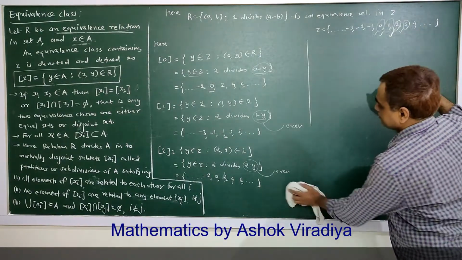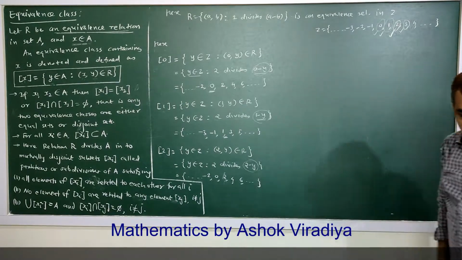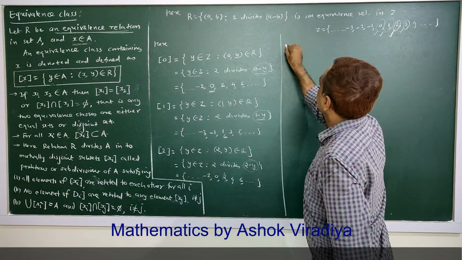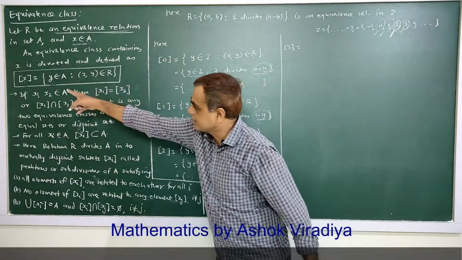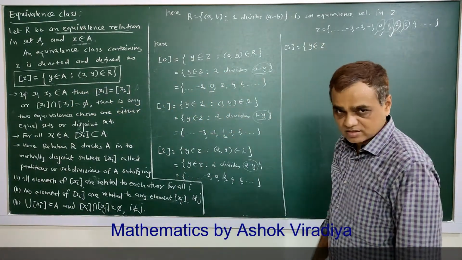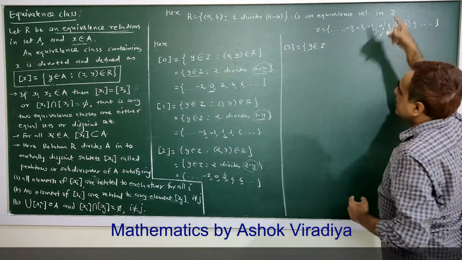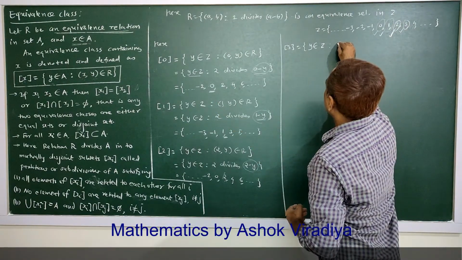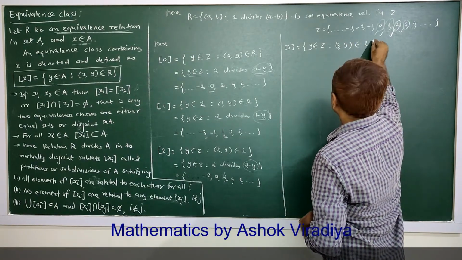Now turn of 3. Equivalence class containing 3. Now replace x by 3. So it is the set of all y belonging to Z. Here A is Z. In the definition it was symbol A, here the symbol is Z. In the example, y belongs to Z, (x, y), x is 3, (3, y) belonging to R.